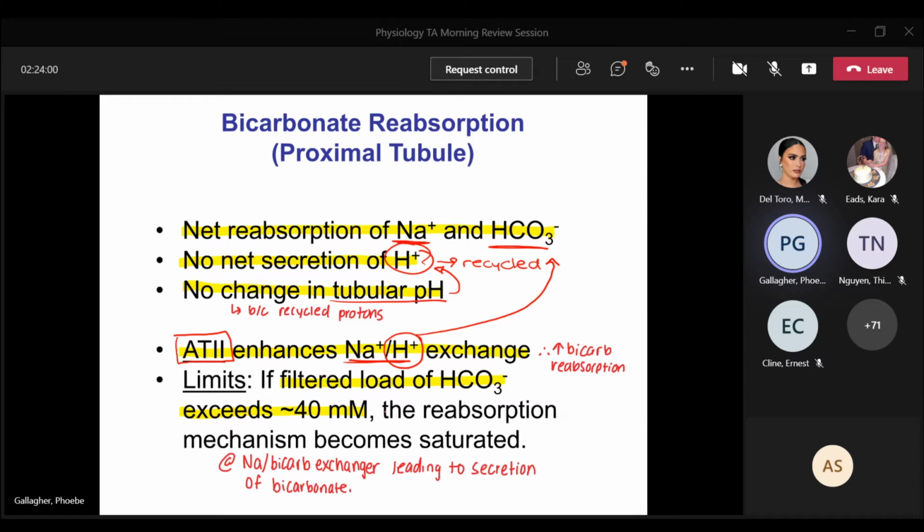And then the other thing to note, and I would maybe remember this if you have time, is that your transporters can become saturated. So if you have filtered out way too much bicarbonate at the glomerular capillaries, you won't be able to reabsorb as much bicarb because your transporter proteins are going to become saturated. So you will see loss of bicarbonate in the proximal tubule when the filtered load at the glomerulus is beyond 40 millimoles. So just keep that in mind as well.